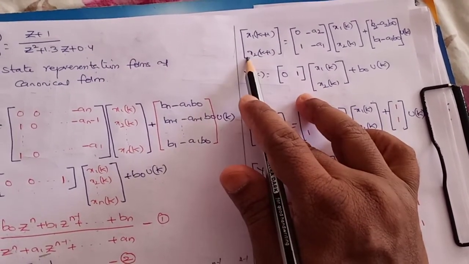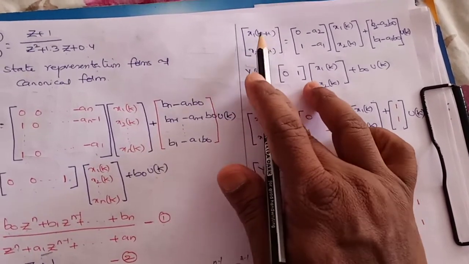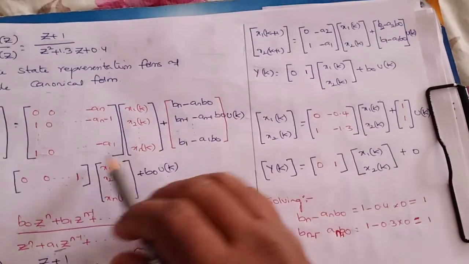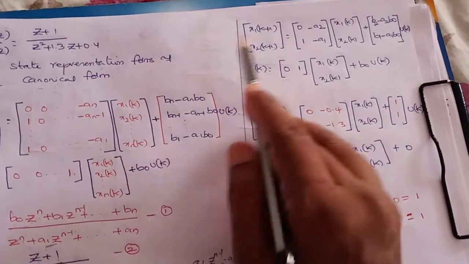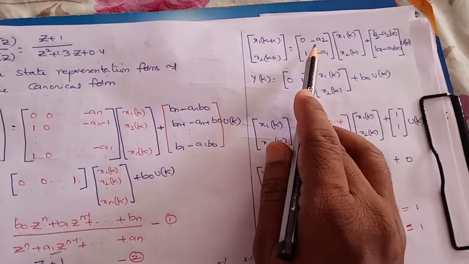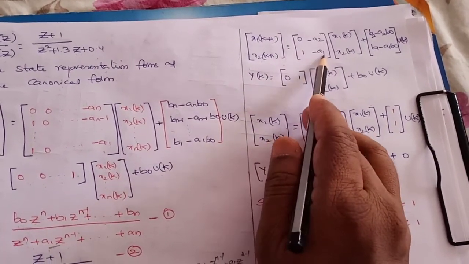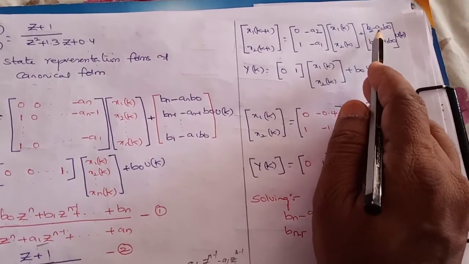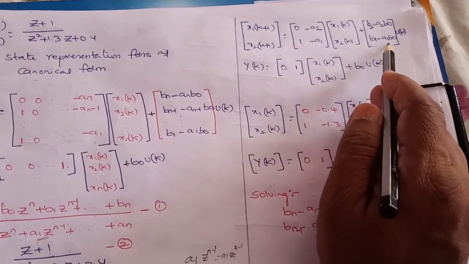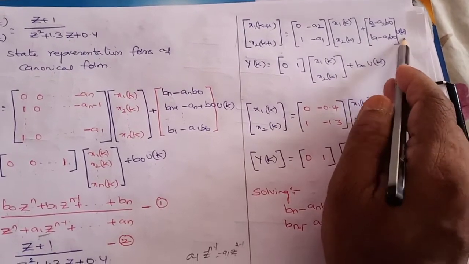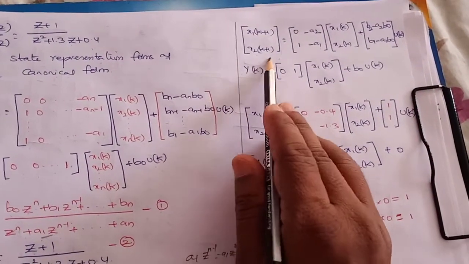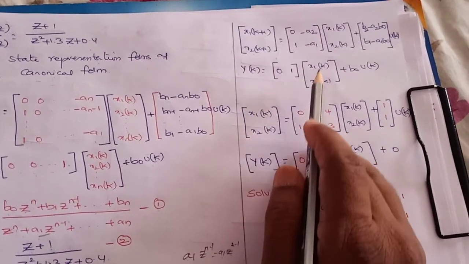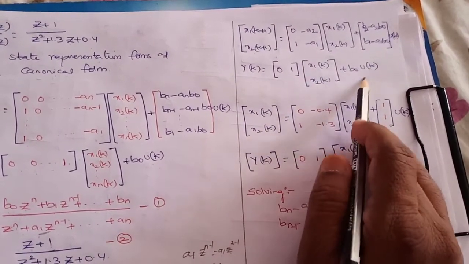Now we have to represent that in the standard representation, that is x1(k+1) and x2(k+1). We have only order 2, so x1(k+1) and x2(k+1) equal the matrix where you simply represent 0 and 1 as it is. With n value 2, the last row is minus a2 and minus a1, times x1(k), x2(k), plus the column b2 minus a2 b0, b1 minus a1 b0, into u(k). And y equals, it is 2 by 2, simply 0 and 1, times x1(k), x2(k), plus b0 u(k).